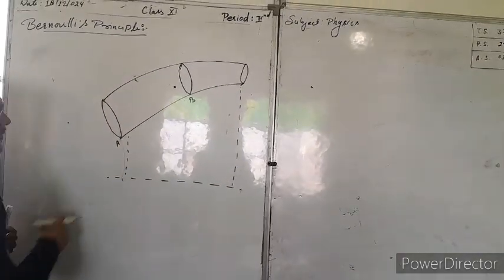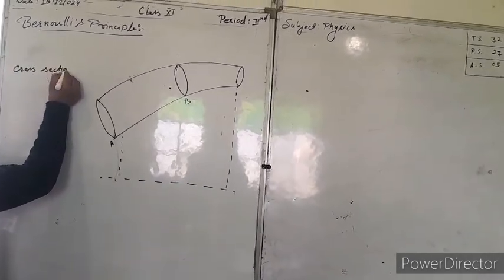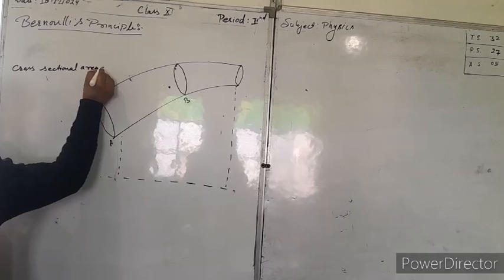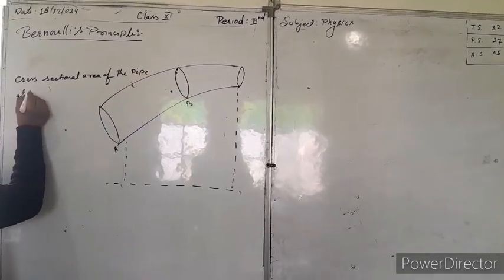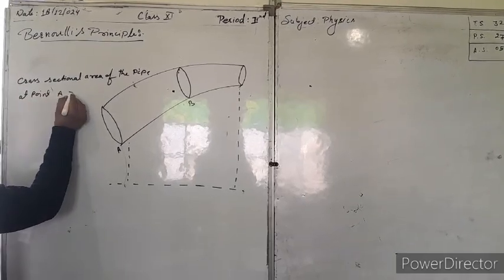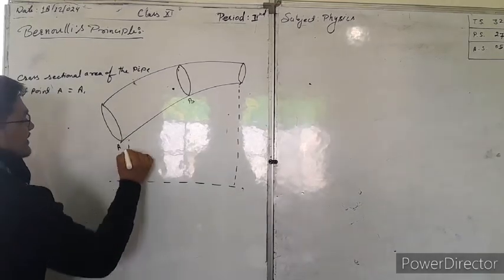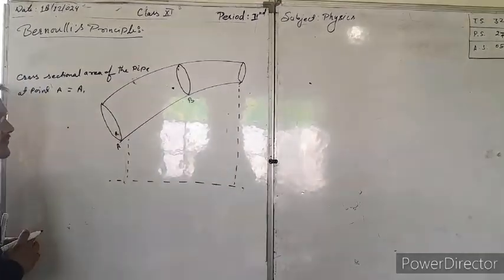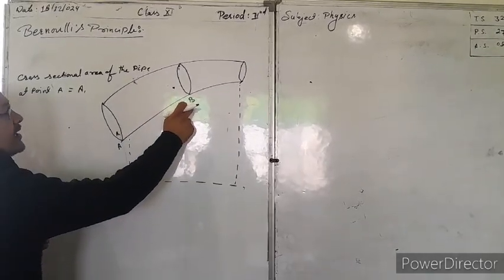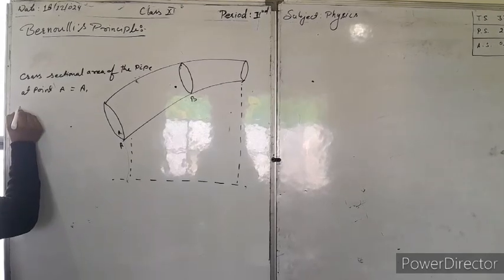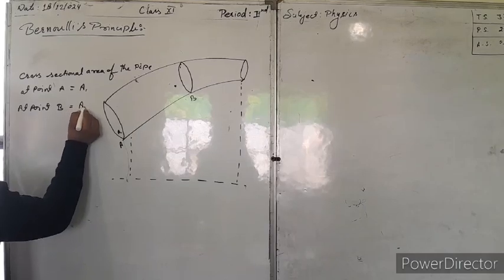Suppose the cross-sectional area of the pipe at point A is A1. Is that clear? And the cross-sectional area of the pipe at point B is A2.